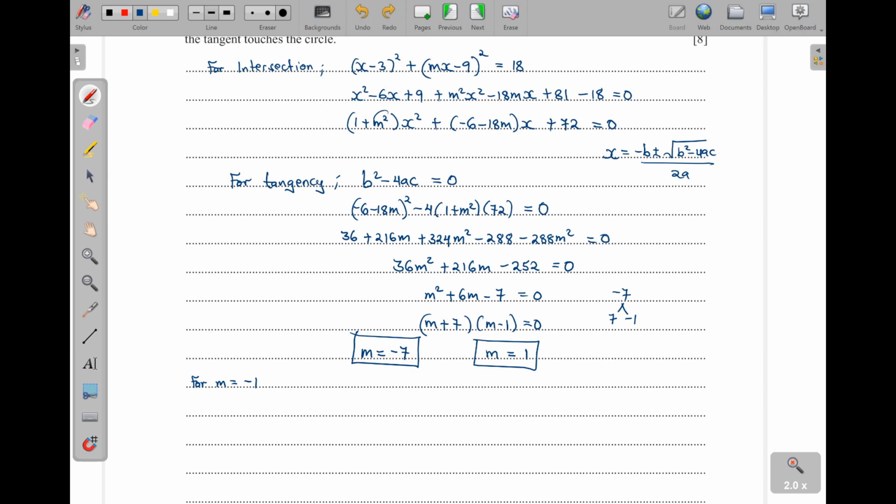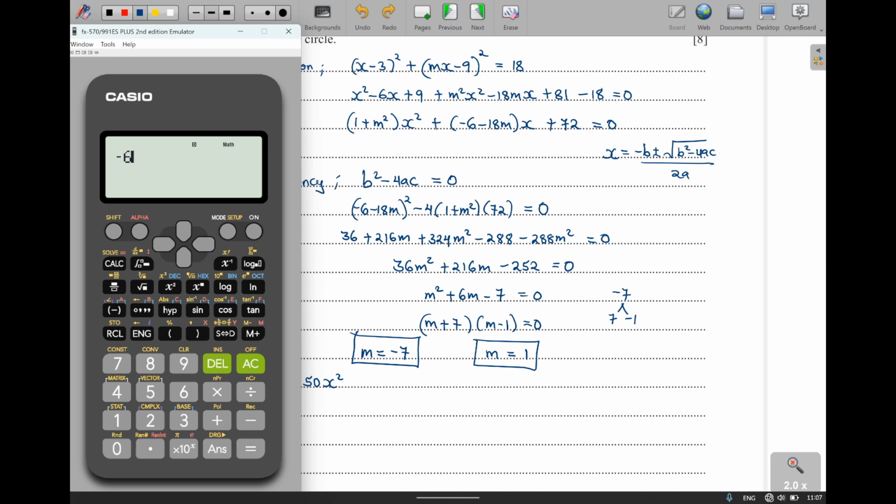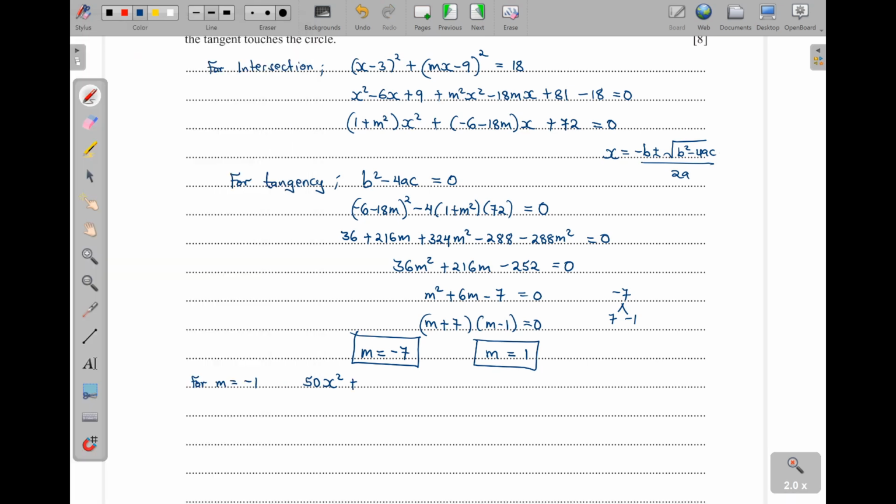We shall have this one here will be negative 7 squared, that will be 49. Then plus 1, that is 50. So we shall have 50x squared, and then negative 6, then minus 18. When we multiply it by negative 7, what do we get? Negative 6, then minus, we are having 18 into negative 7, right? This one gives us positive 126. So plus 126 of x, and then plus the 72.